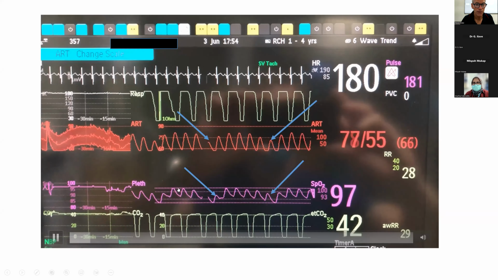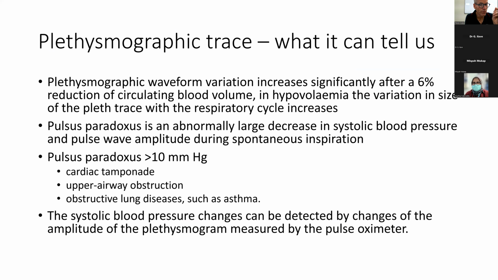Okay. I won't go through this, but I think I've explained it. It's like a form of pulsus paradoxus, all right? And you can see it with cardiac tamponade. You can see it with upper airway obstruction of a severe degree. And you can see it with other obstructive lung diseases like asthma, all right? We've talked about why that is. But from now on, when you're looking at a plethysmographic trace, the saturation trace, of course you're looking at the actual saturation, but also if you see this fluctuation, then think, is there obstruction? And if it's obstruction, is it lower airways or upper airways?